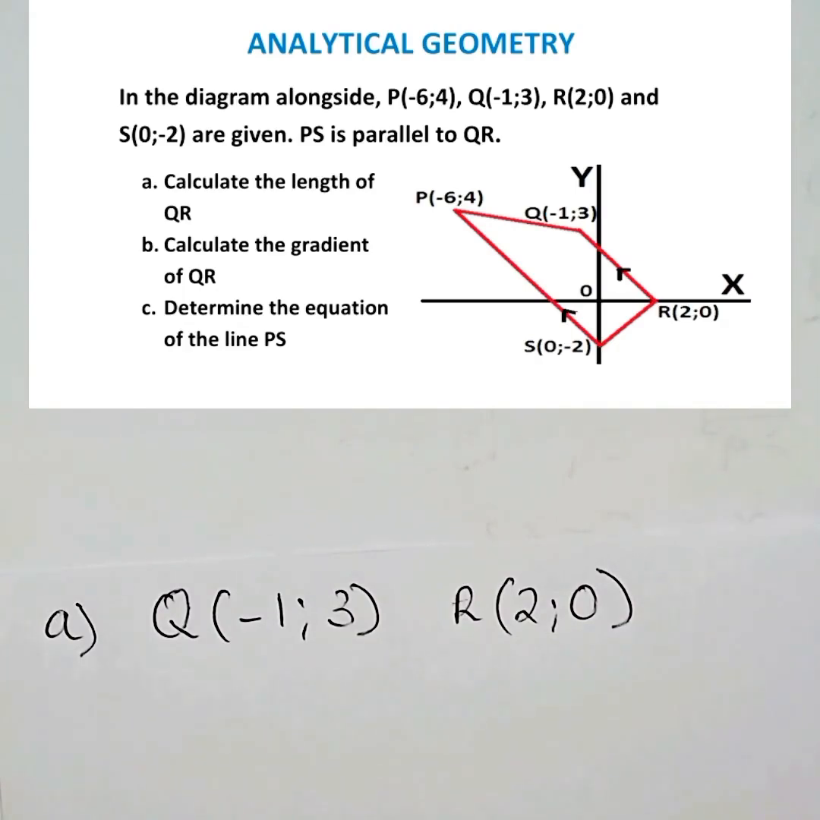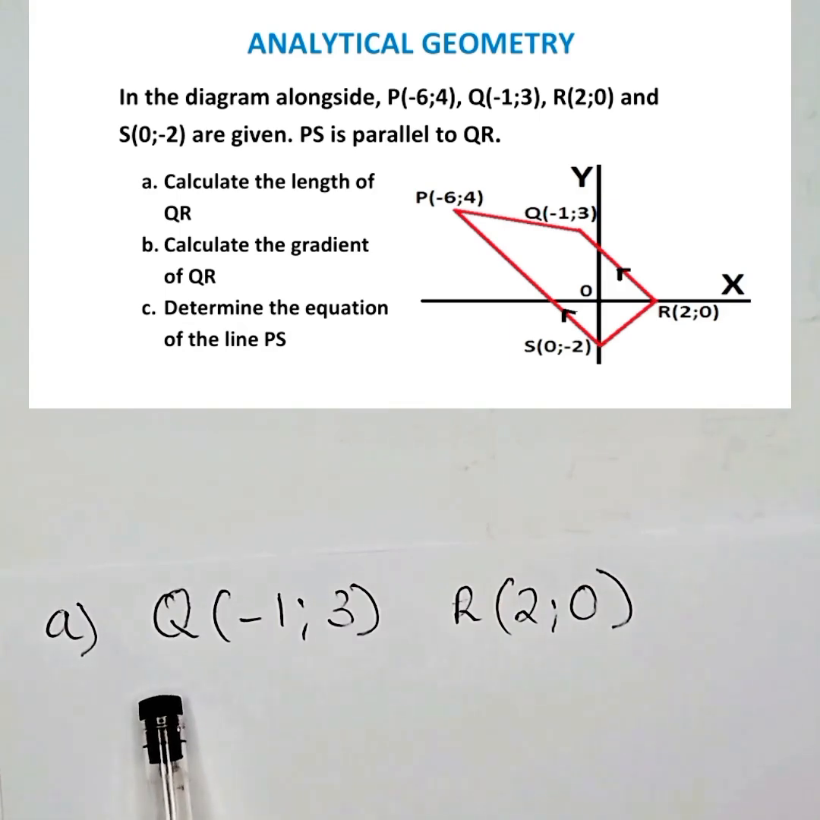In this math tutorial, we are attacking a problem in analytical geometry. The question reads: in the diagram alongside, the points P(-6, 4), Q(-1, 3), R(2, 0) and S(0, -2) are given. PS is parallel to QR. Part A: calculate the length of QR.